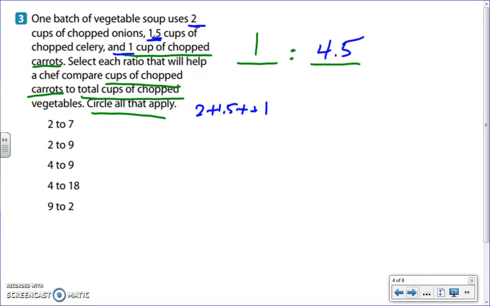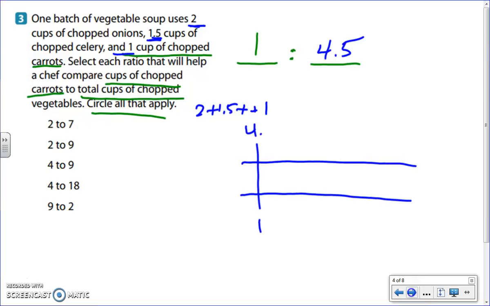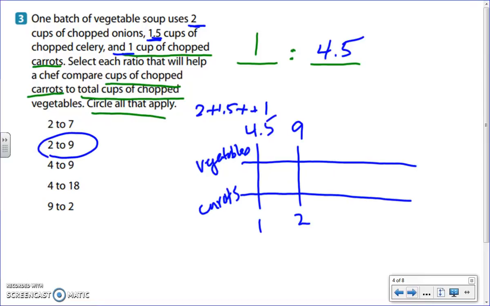I don't see 1 to 4.5 on any of these ratios. So I'm going to make a little chart here and figure out which ratios are equivalent to 1 to 4.5. We'll put the carrots on the bottom and vegetables all together. So we have 1 to 4.5. If I doubled those values, I would have 2 to 9. I see that value on here, so I definitely think 2 to 9 is one of my answers. If I doubled that again, I would have 4 to 18. I see that one on here as well, so I definitely want that one.